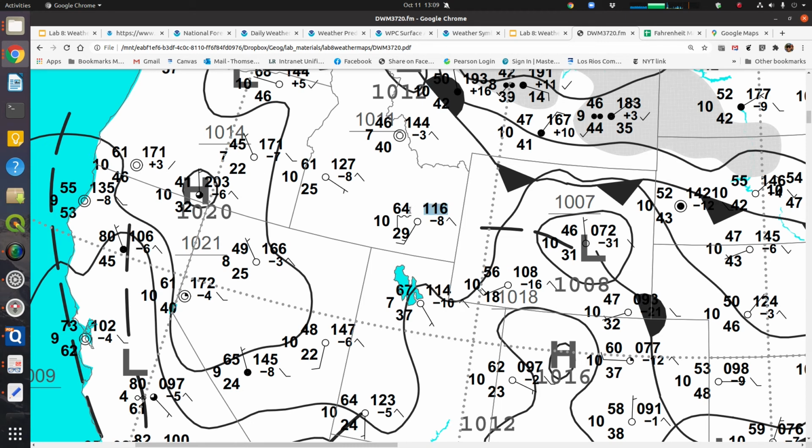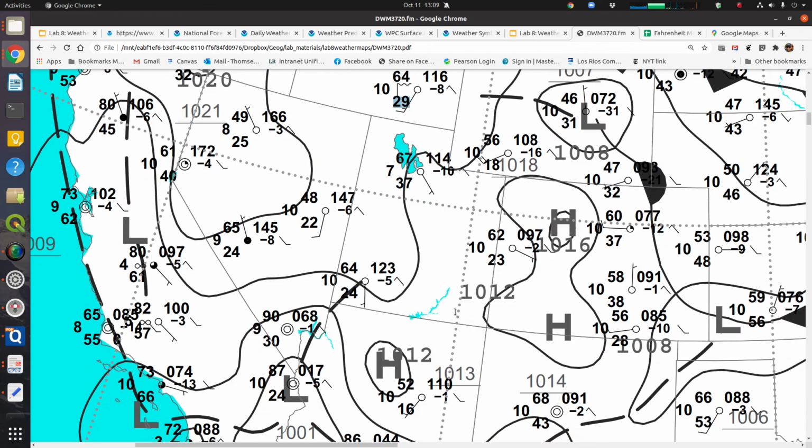The air pressure is 1011.6, the temperature is 64 degrees, the dew point temperature is 29 degrees. I believe the visibility is obscured by smoke. The wind speed looks to be 15 knots coming out of the southwest. So that's how we would decode that station.